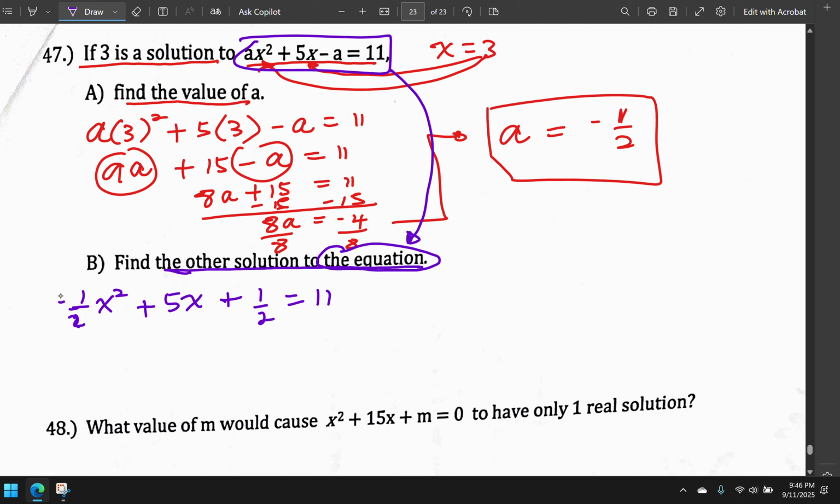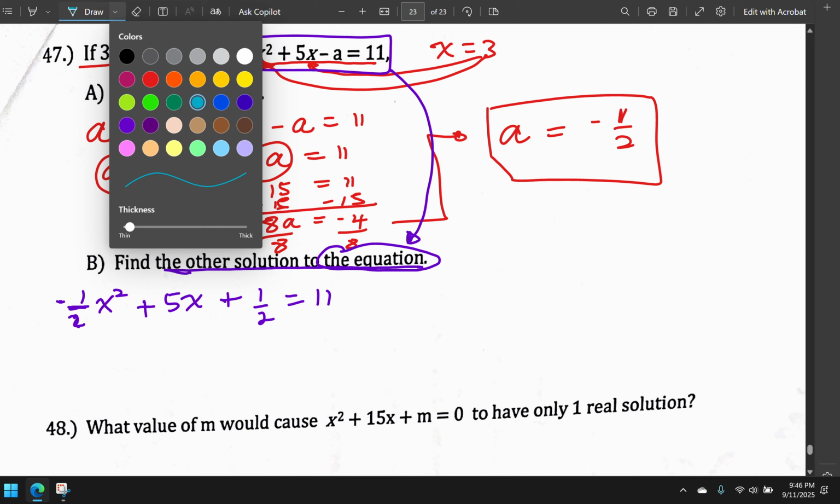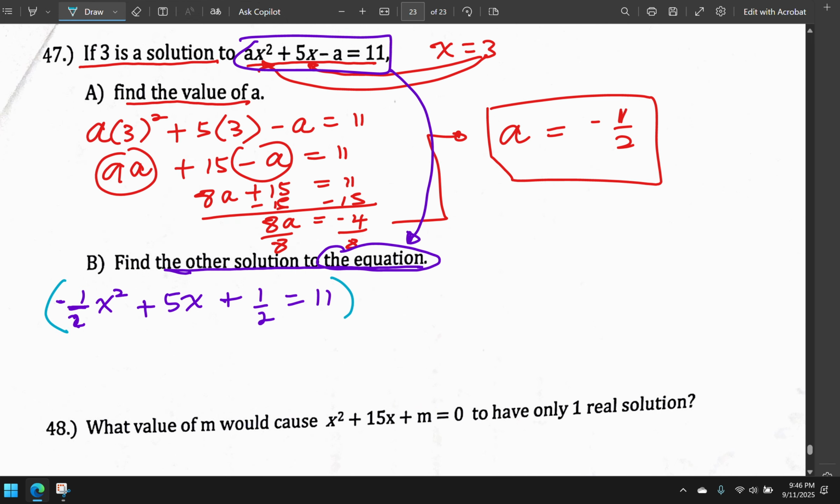And if you're going to solve a quadratic equation, it's pretty difficult to do that when you have fractions. So I'm going to show you a way to just get rid of the fractions and have a nicer looking equation. Since the denominator is a 2, let's multiply this entire equation by negative 2. Why negative 2? Because you always want the leading coefficient to be positive. And negative times a negative helps us have that positive coefficient that we are looking for. So let's go ahead and distribute that negative 2 all the way through. This becomes x squared. Negative 2 times 5x is negative 10x. Negative 2 times 1/2 is negative 1. Negative 2 times 11 is negative 22.